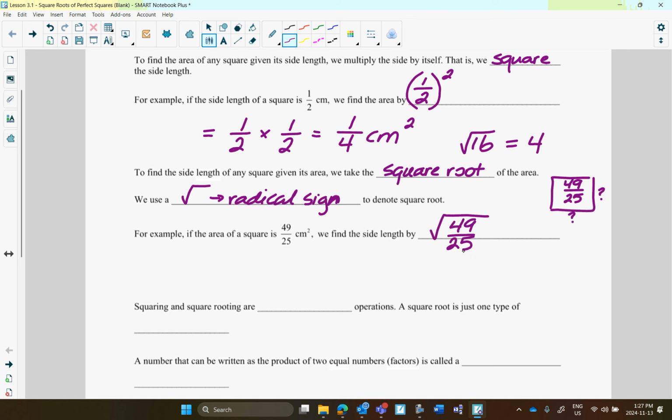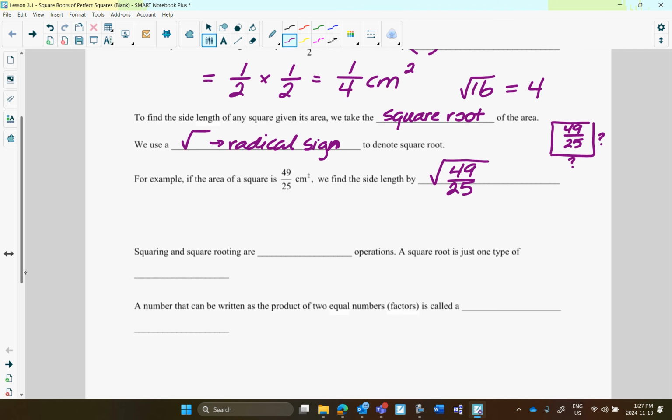Now, this is something that may be new to you, that you haven't seen square roots of fractions. Well, they're pretty easy to do. To find the square root of 49 over 25, just think of it this way. Take the square root of the top number over the square root of the bottom. That's it. So the square root of 49? 7 over the square root of 25. So our answer would be 7 over 5.